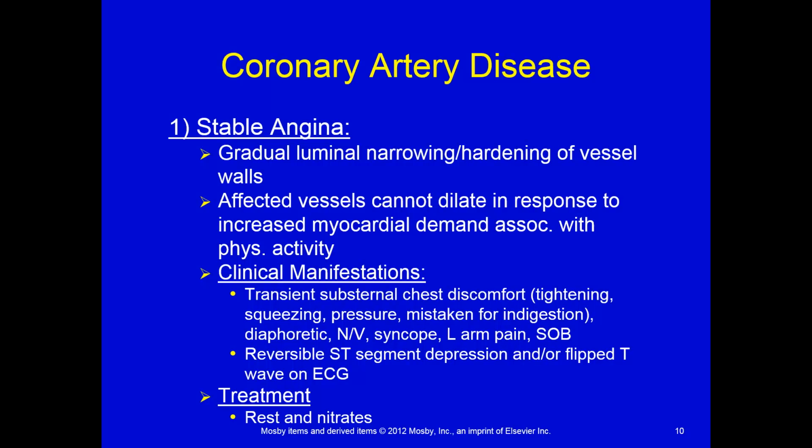So again, stable angina is chest pain, but on a predictable pattern. Does that make sense? So clinical manifestations of someone who has stable angina would be, again, them saying they're having some sort of substernal chest discomfort, either tightening or a squeezing or an elephant-sitting-on-my-chest kind of sensation. Sometimes it's mistaken for indigestion because it has a burning quality to it in the epigastric area. So they sometimes think, oh my God, I'm having the worst heartburn of my life. So it's oftentimes mistaken for indigestion.